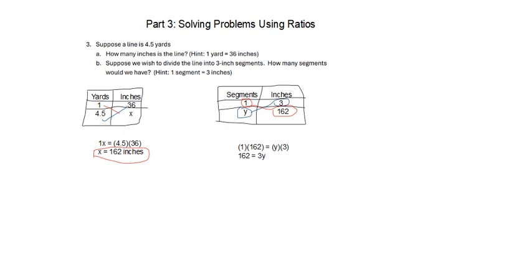And then the last step is to divide both sides by whatever number is in front of y. So for that, we are going to divide both sides by 3. And when we do that, we end up getting 54 equals y. So this means that the line has 54 segments. All right, and that's how you do that. So let's look at the last question.